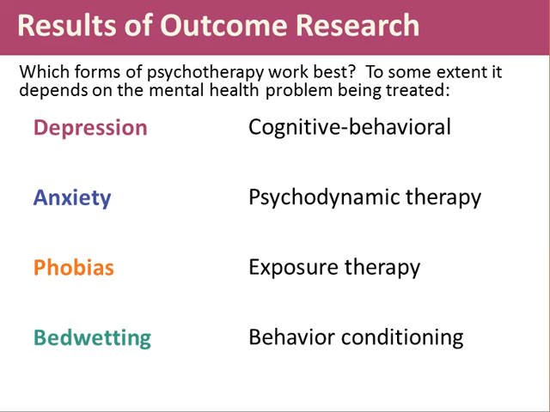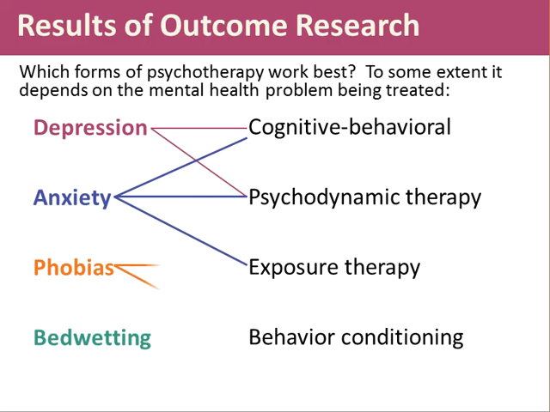Results of outcome research. Which forms of psychotherapy work best? To some extent, it depends on the mental health problem being treated. So for depression, we see cognitive behavioral and psychodynamic therapy seems to work best. For anxiety, cognitive behavioral therapy, psychodynamic therapy, and exposure therapy. For phobias, exposure therapy and behavior conditioning. And for bedwetting, the best one would be behavior conditioning.